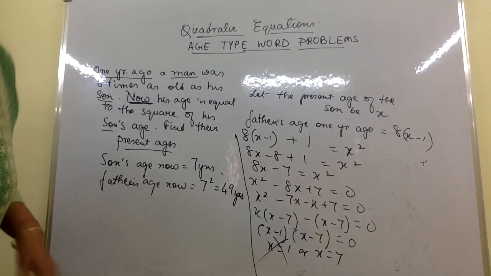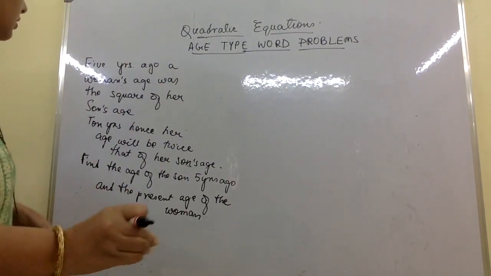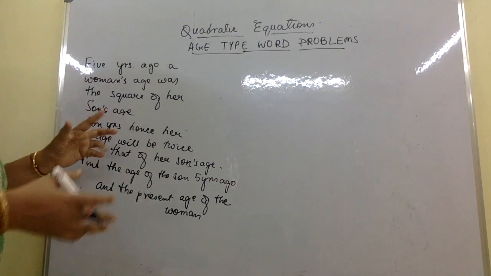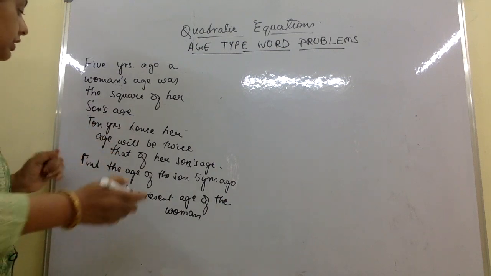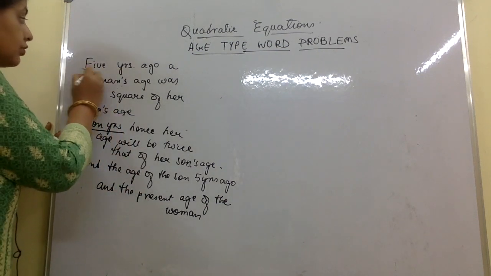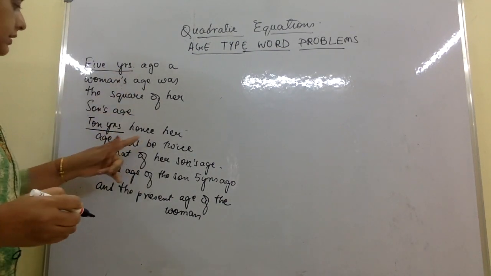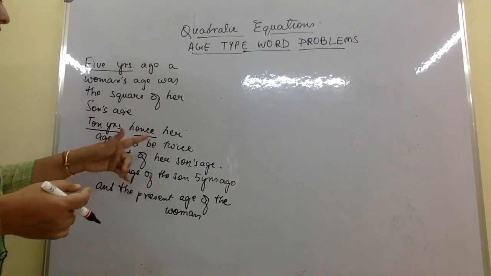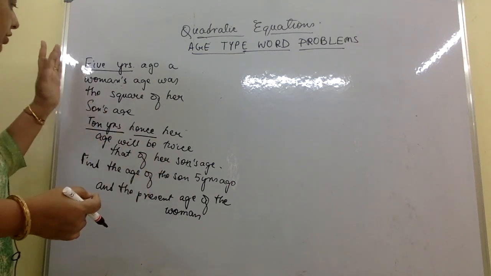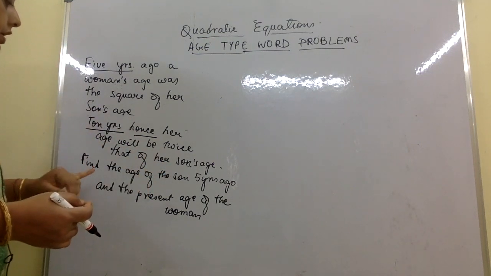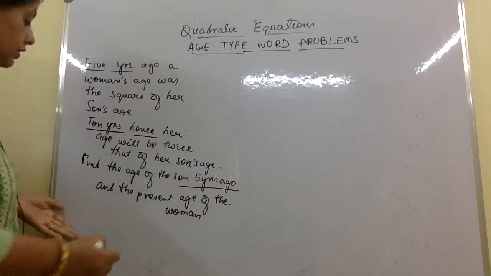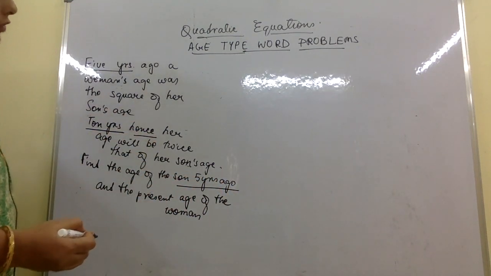Okay, next question. Now here is the question. 5 years ago, a woman's age was the square of her son's age. Remember, the question itself is starting from 5 years ago. Now here, 10 years hence. So note the two conditions. Hence means after 10 years, her age will be twice that of her son's age. So clearly, first condition, second condition. Find the age of her son 5 years ago. Be careful here, you go wrong here. And the present age of the woman.